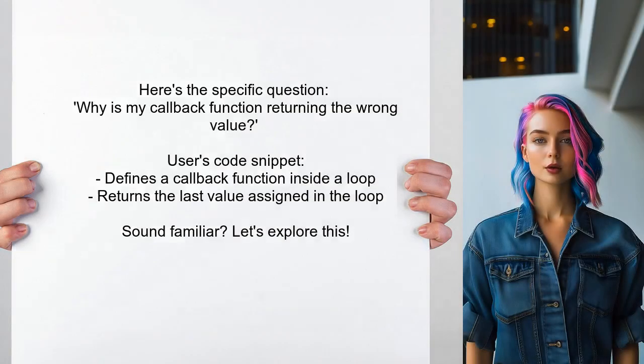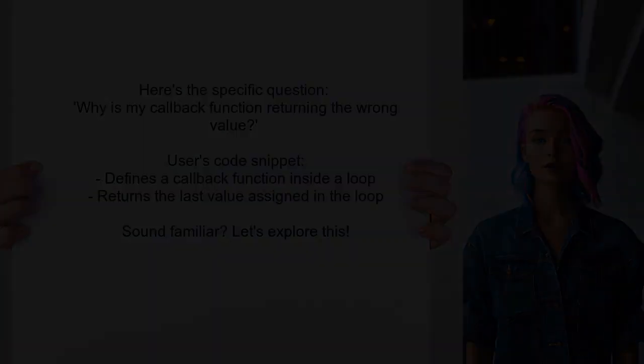Let's take a closer look at the specific question at hand. One user asked, "Why is my callback function returning the wrong value?" They shared their code snippet, which defines a callback function inside a loop. But when they call the function later, it returns the last value assigned in the loop. Sound familiar? Let's explore this together.